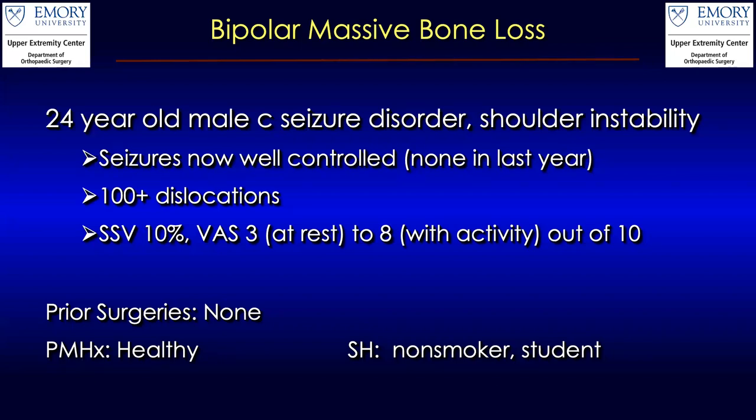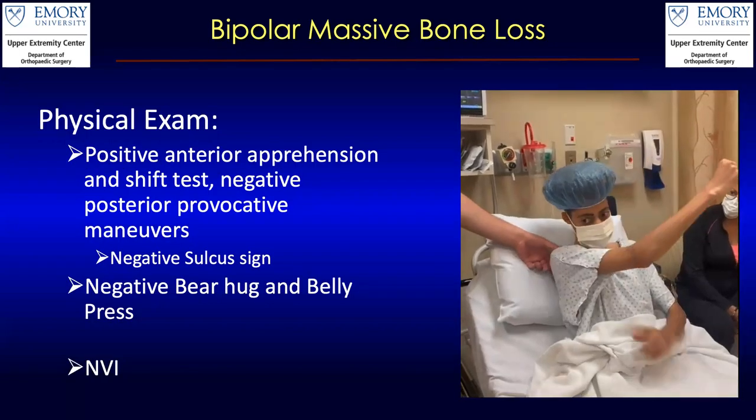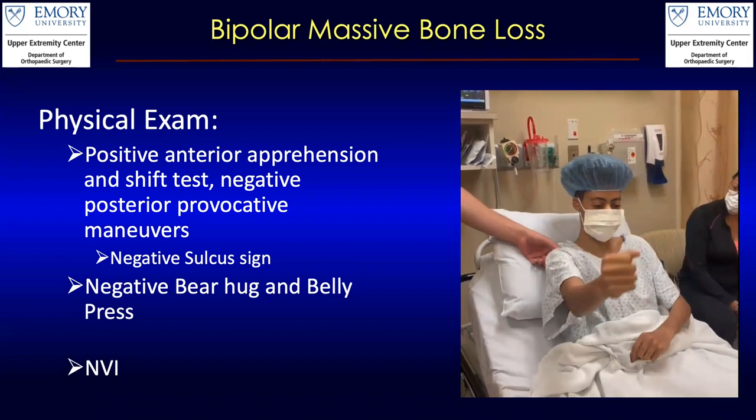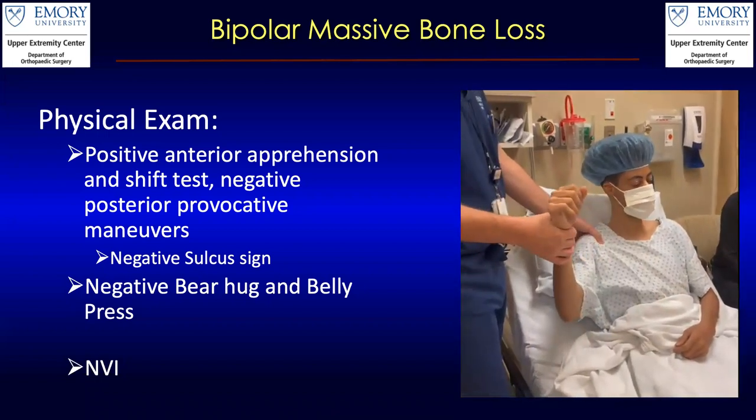Awesome. So this is a patient that we took care of this past year. It was a 24-year-old with a seizure disorder and recurrent shoulder instability. He thinks over his lifetime he's had over 100 dislocations. Fortunately, he got into neurology, and his seizures are now controlled, but he has a very painful shoulder with activity. He doesn't have any previous shoulder surgery and is otherwise healthy. On exam, he had positive anterior provocative findings, but interestingly, negative posterior provocative maneuvers.